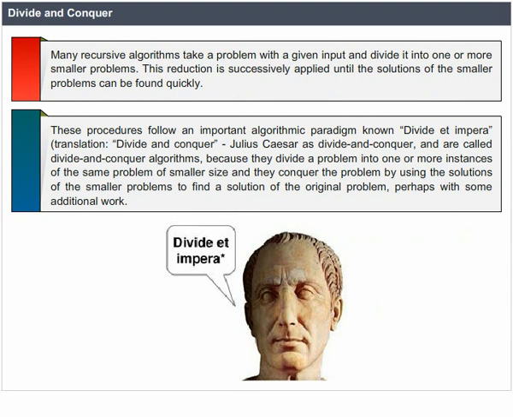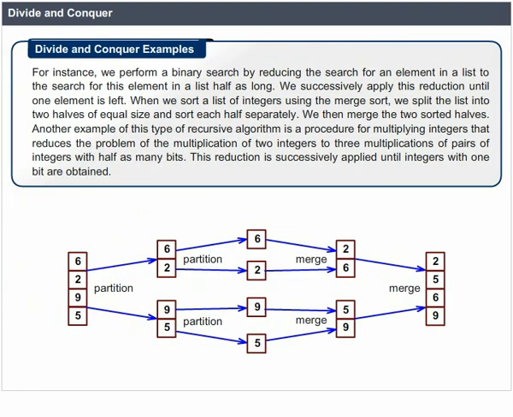Divide and conquer examples. For instance, we perform a binary search by reducing the search for an element in a list to the search for this element in a list of half as long. We successively apply this reduction until one element is left. When we sort a list of integers using the merge sort, we split the list into two halves of equal size and sort each half separately. We then merge the two sorted halves.